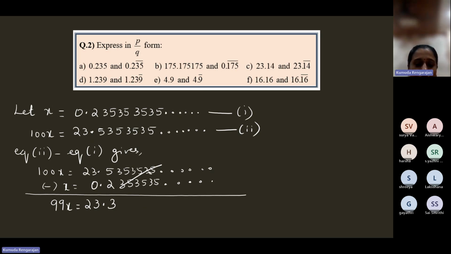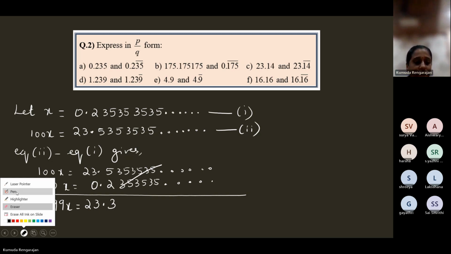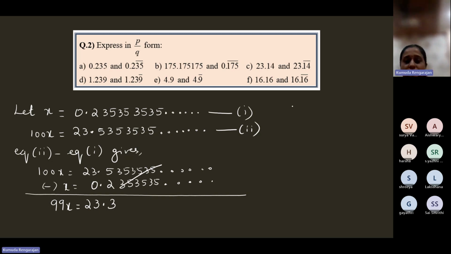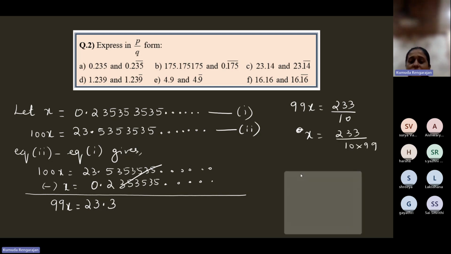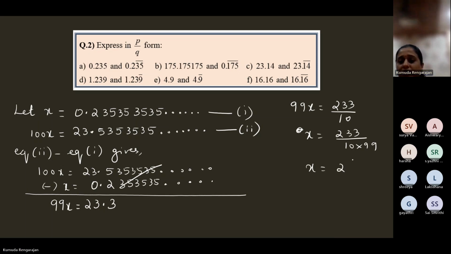Why did I slash this part? Because on subtracting, you'll only get 0. So 5 minus 2, 3. 23 minus 0 is 23. Now 99x is equal to 23.3. In other words, 99x is equal to 233 by 10. The 99 comes for division. So x is equal to 233 divided by 10 into 99. Is it divisible? 3 plus 3, 6, no.